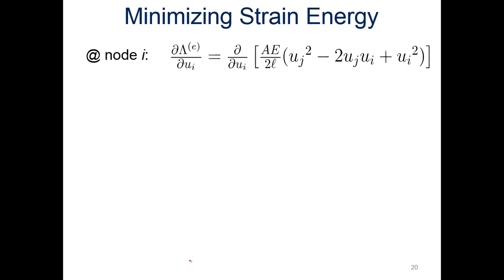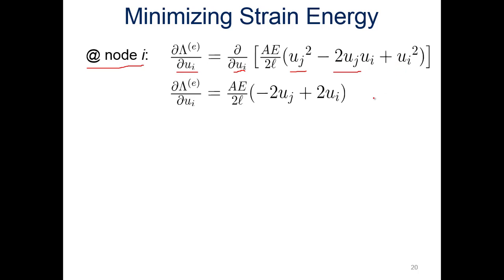Now we need to minimize our strain energy. So again, we have to take the differential with respect to displacement. We have two nodes, so we're going to do this both at node i, and we'll do it at node j in the second half of the slide. Just looking at node i, we differentiate with respect to ui. This term is going to go to 0, and then we'll have 2uj and 2ui left over there. So there are uj and ui.